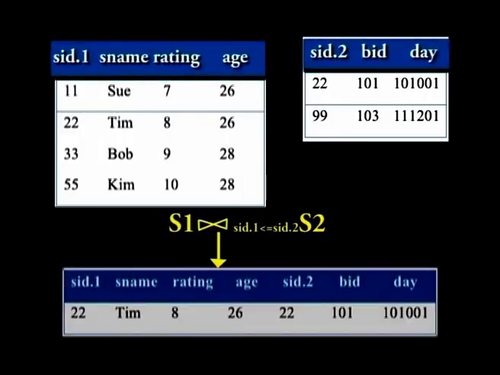Let us reconsider the previous two relations S1 and S2 as our examples. Equi-join on these two will be performed by this equation as, look at the resulting relation. Here student ID 1 and student ID 2 of S1 and S2 respectively are equal.